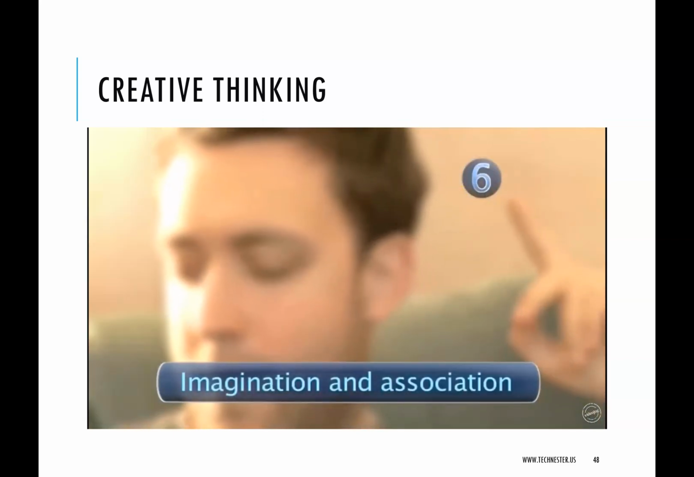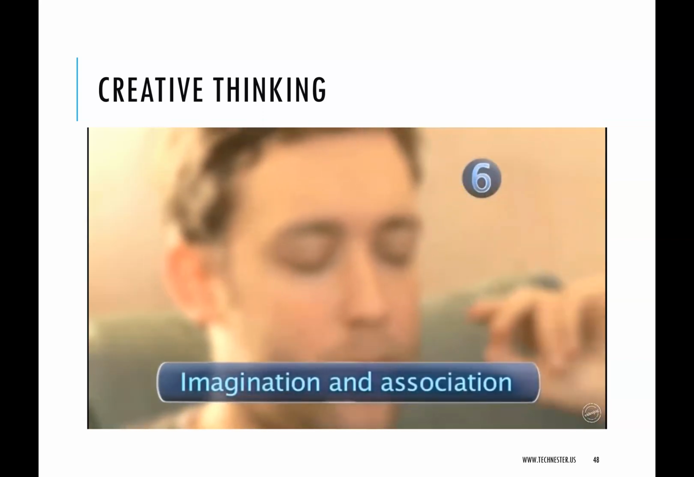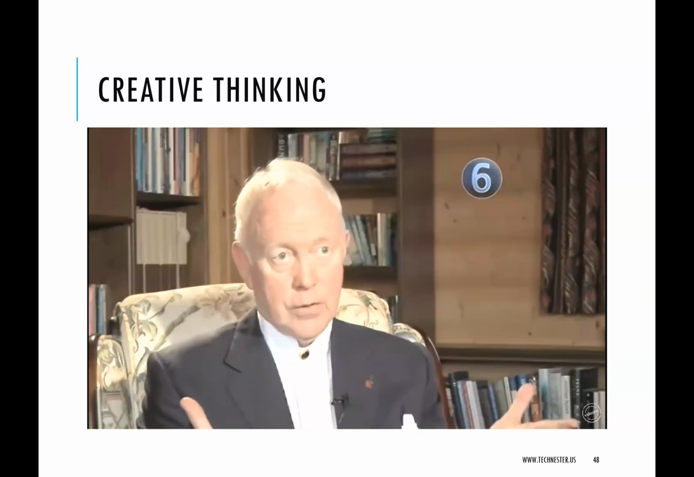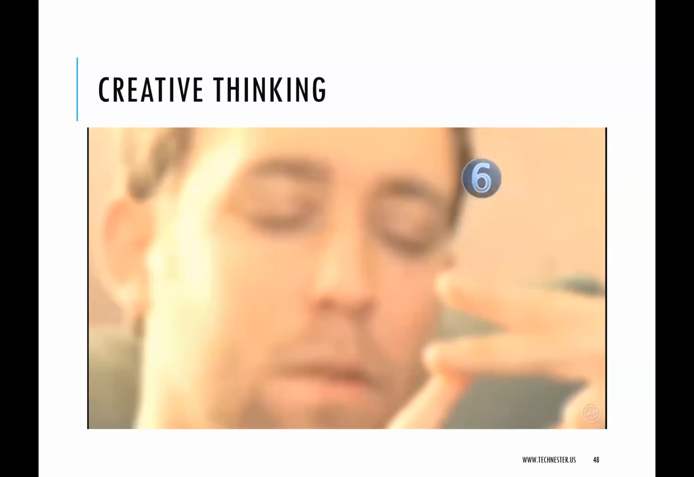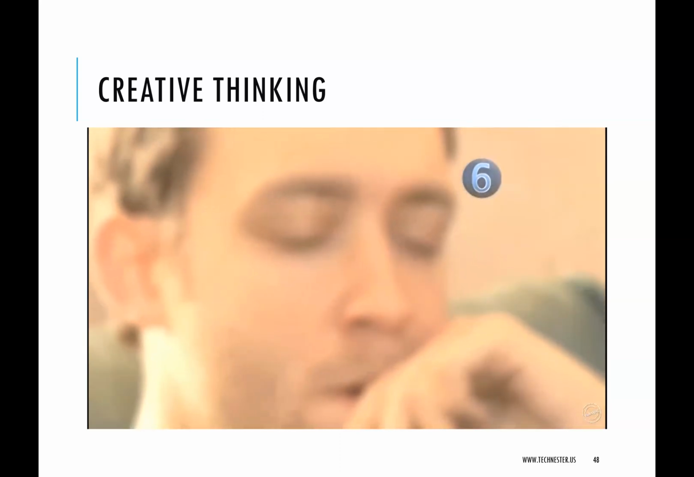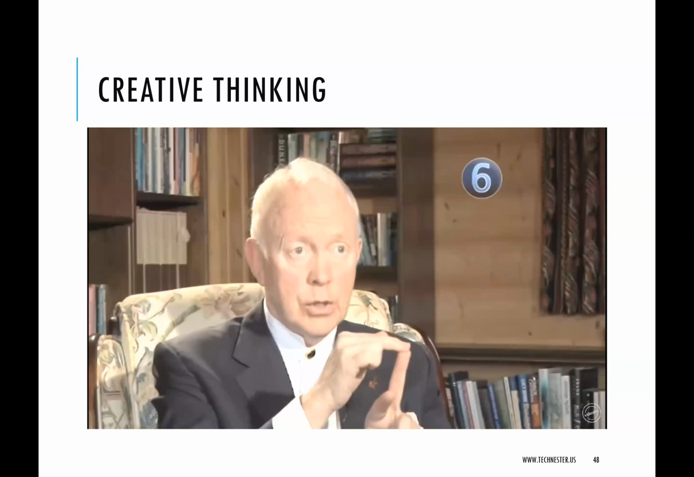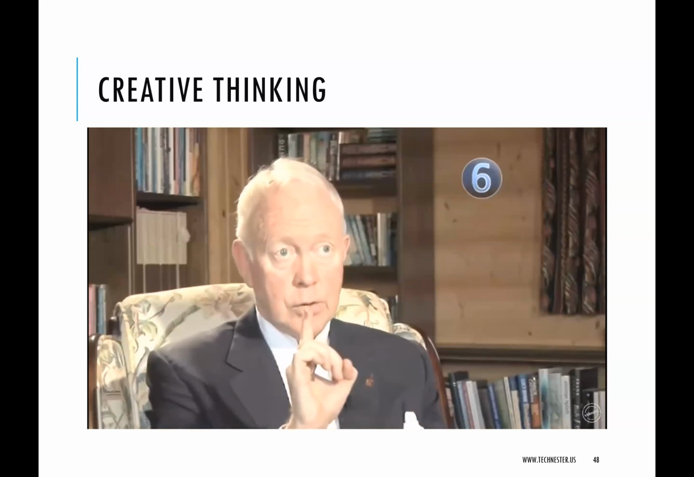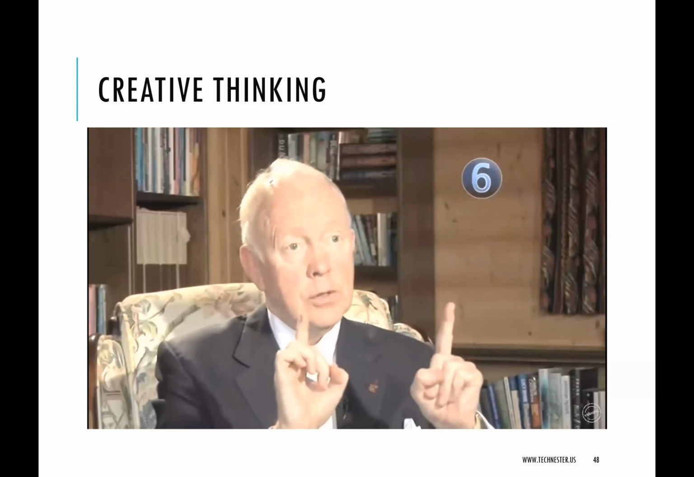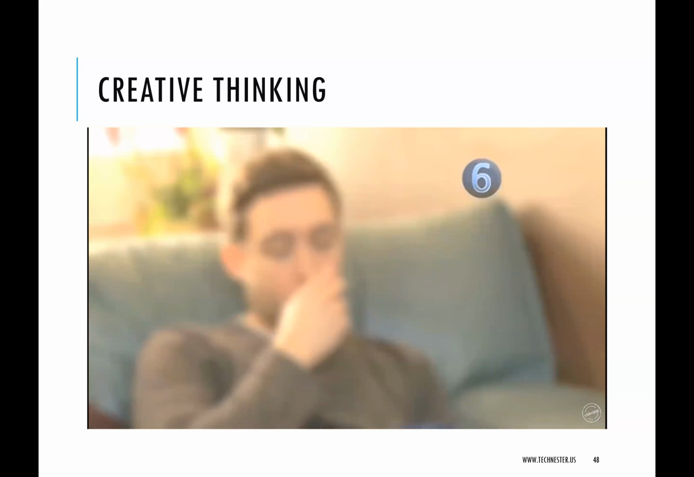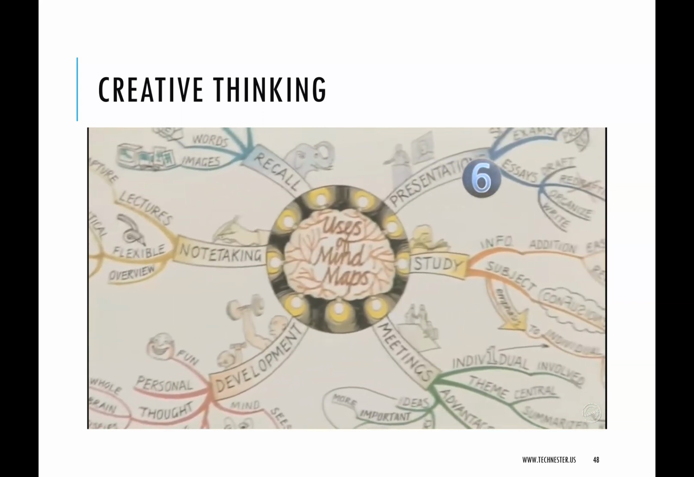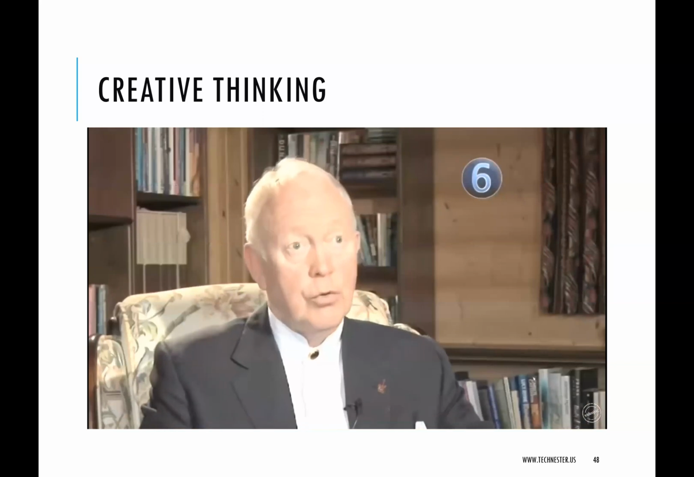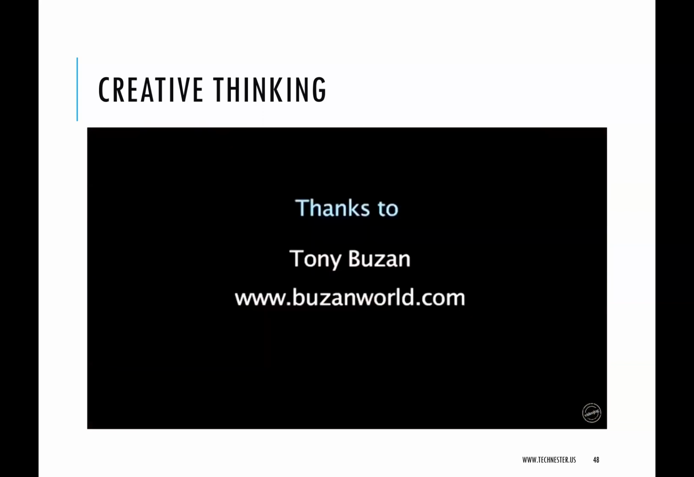Step 6. Imagination and association. All great creative thinkers are using their imagination. What they are doing in addition to that is they're making links between things, so they are associating. So it's imagination and association, the two big key words for creativity. And what you have to do when you are being creative is to find those associations and connections between things that are going to create something new.